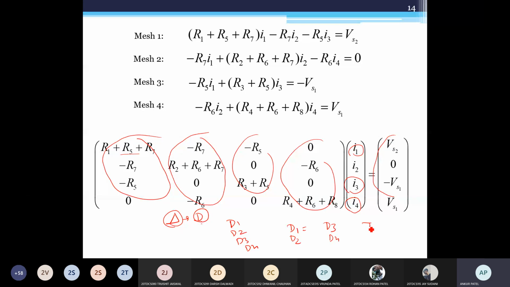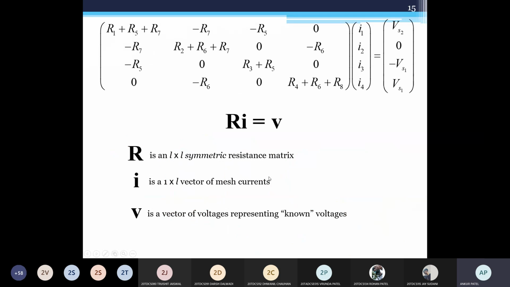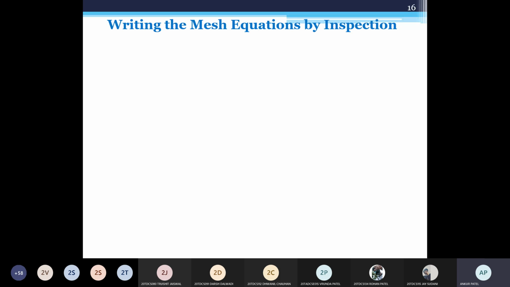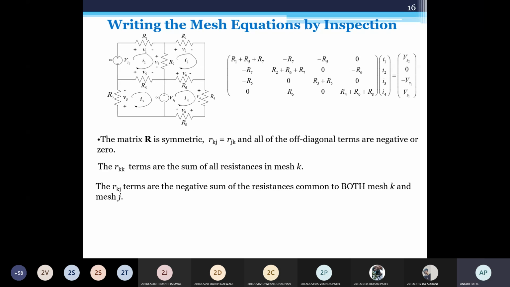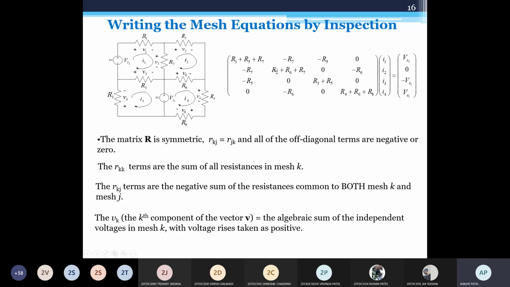So you can find the overall determinant and the D1, D2, D3, D4 determinants. Then you can go for I1 equal to D1 by D, I2 equal to D2 by D, I3 equal to D3 by D. Similarly, I4 equal to D4 by D. That we'll see in the example. So this is Cramer's rule. Our diagonal elements, you can see here, we are keeping positive, so that's why we are interchanging the sign.